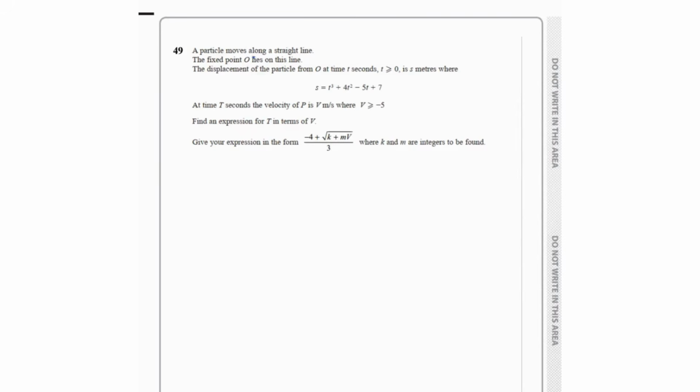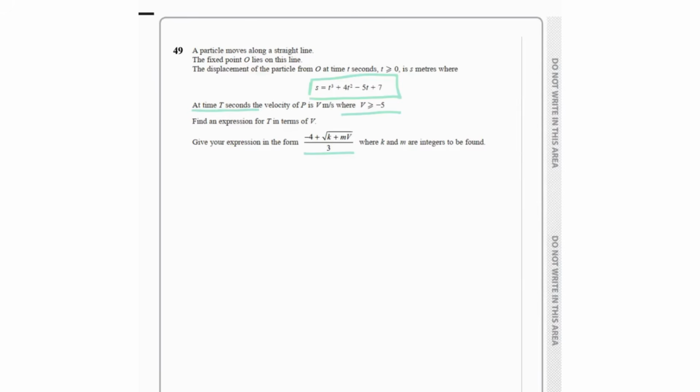So it says a particle moves along a straight line. The fixed point O lies on this line. The displacement of the particle from O at time t seconds, where t is greater than or equal to 0, is s meters, where s is t cubed plus 4t squared minus 5t plus 7. So we have our equation for the displacement function. At time t seconds, the velocity of P is v meters per second, where v is greater than or equal to -5. We have to find an expression for t in terms of v. Give an expression in the form of this, where k and m are integers to be found.